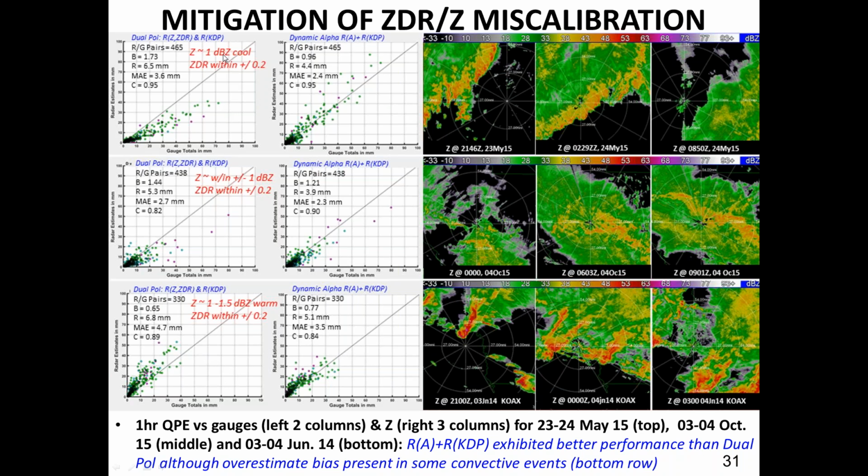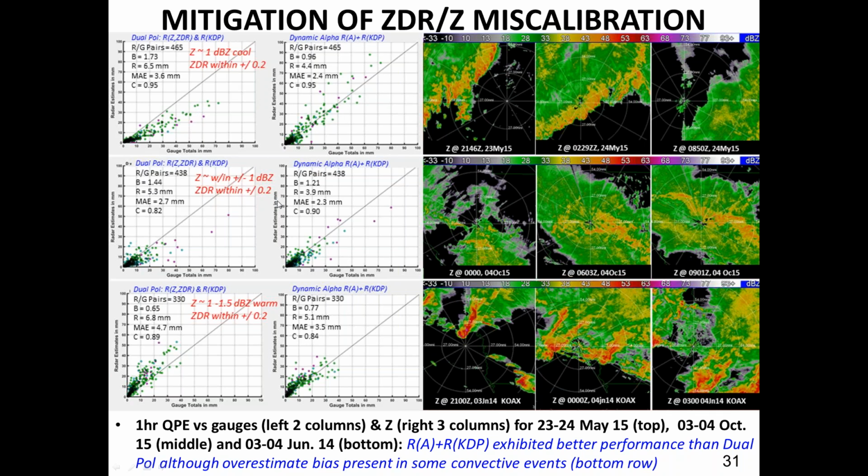And what you see on here in red for each of these scatter plots on the dual pole scatter plot, you'll see what looks to be Z appear to be about 1 dB cool for the top panel here. For this Oklahoma MCS, ZDR seemed to be somewhat calibrated at that time. And so what you're looking at here is you see the distinct underestimate with the dual pole data, but the dynamic alpha did quite well.